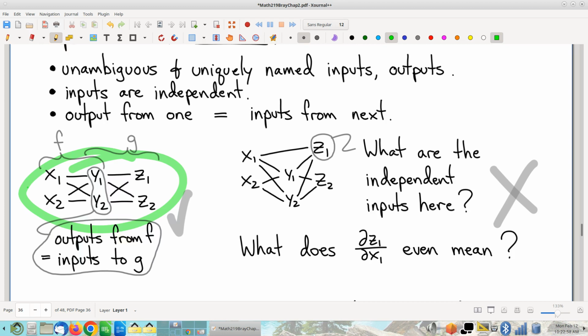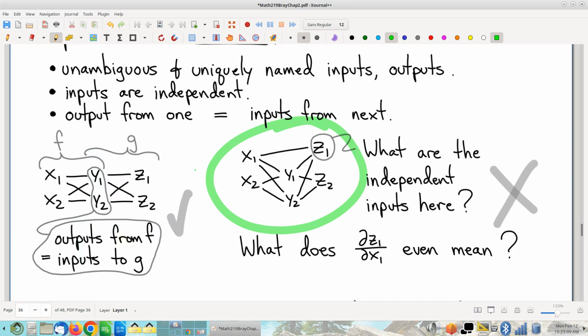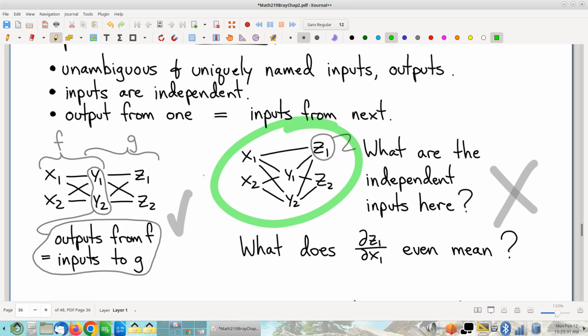But let's not lose sight of the fact that the chain rule that we understand at this point only applies to compositions of functions. You can't just write down whatever directed graph connecting variables to other variables and then assume that you can write down a chain rule. We don't have that. All we have is a chain rule for literally compositions of functions. So this is an awkward scenario. How would we deal with this situation?